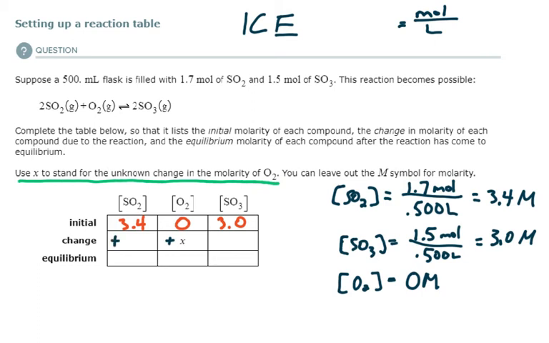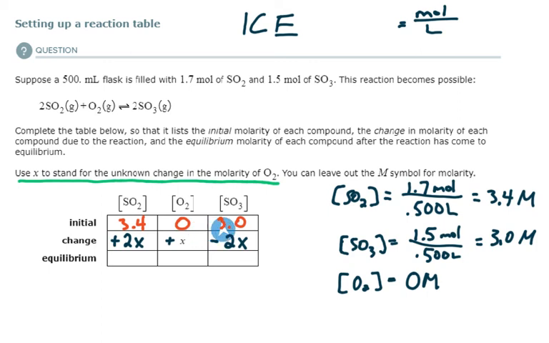But look at the stoichiometry. For every 1 mole of oxygen that's produced, 2 moles of SO2 are produced. So we have to pay attention to the coefficients here. So this will actually be plus 2x. For every 1 mole of oxygen that's produced, 2 moles of SO3 will be consumed. So we have 2 moles of SO3 consumed. The sign is different because SO3 is a reactant. Okay? So what we've done is use algebra to represent the change in concentration. We don't know what X is. It's some amount, but we're going to solve for X eventually.